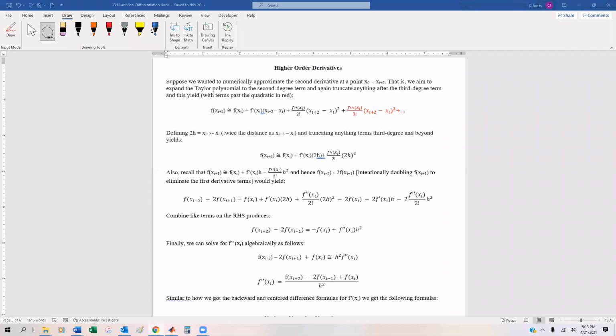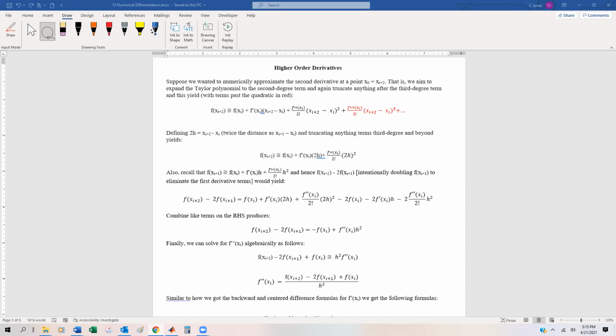We're going to start deriving the idea of higher order derivatives and how we're going to take care of those numerically. So you might recall in the first video that we used the Taylor polynomial and we went out to the second degree, and then we truncated everything past the second order term. Well, to be able to get a second derivative, let's say we want to numerically estimate that.